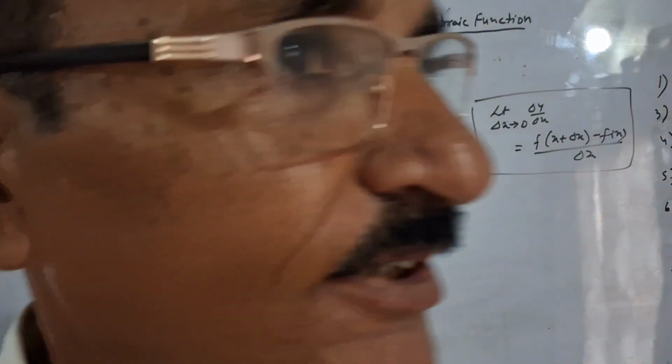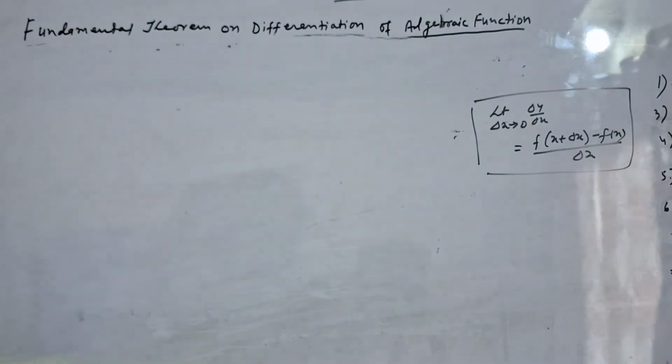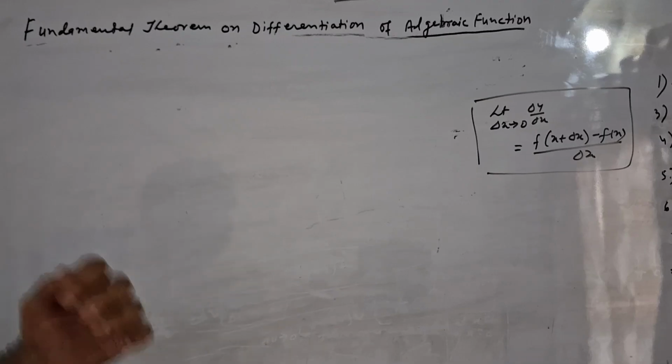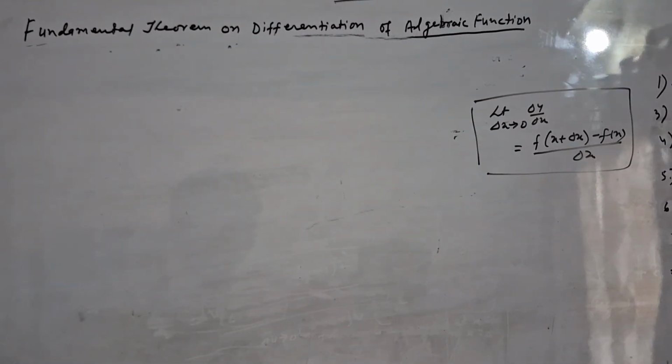हेलो दोस्तों, अब हम नेक्स्ट फार्मूला प्रूफ करेंगे। नेक्स्ट फार्मूला था: if y is a function of a composite function. If y is a composite function, then how will we find the derivative of a composite function?